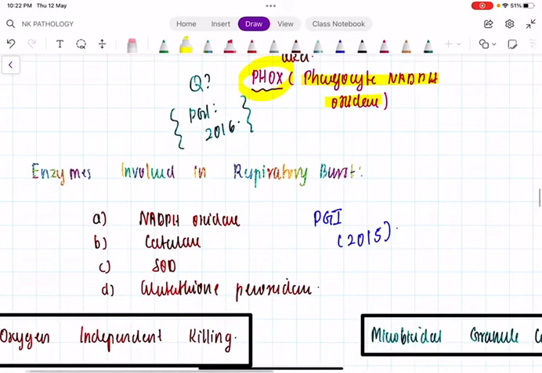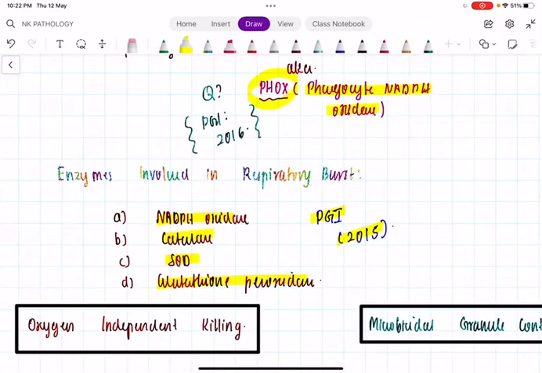What are the other enzymes involved in respiratory burst? Again, this has been a 2015 PGI question, a multiple answer type question. Which of the following enzymes: not only the NADPH oxidase, but the catalase, which is present in the peroxisome, superoxide dismutase and glutathione peroxidase. All these are antioxidants. So these are the enzymes involved in respiratory burst. All these are oxygen dependent killing.